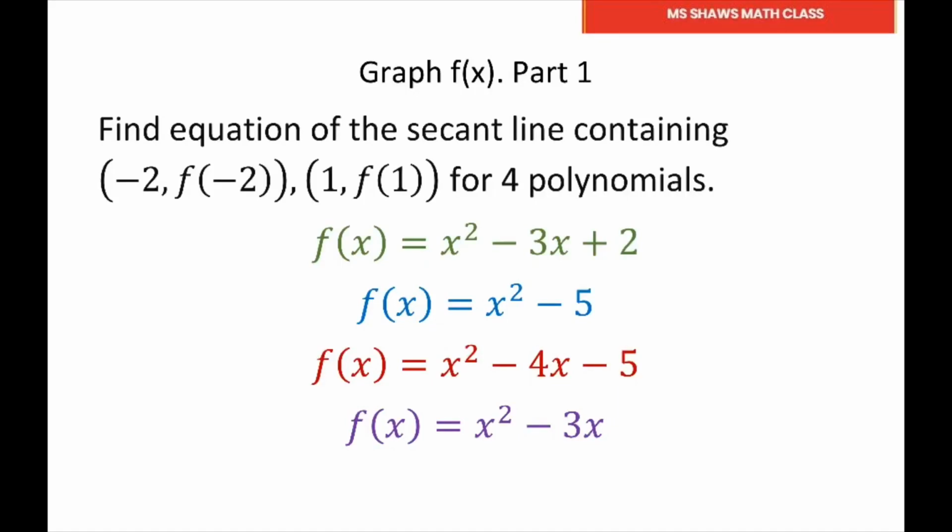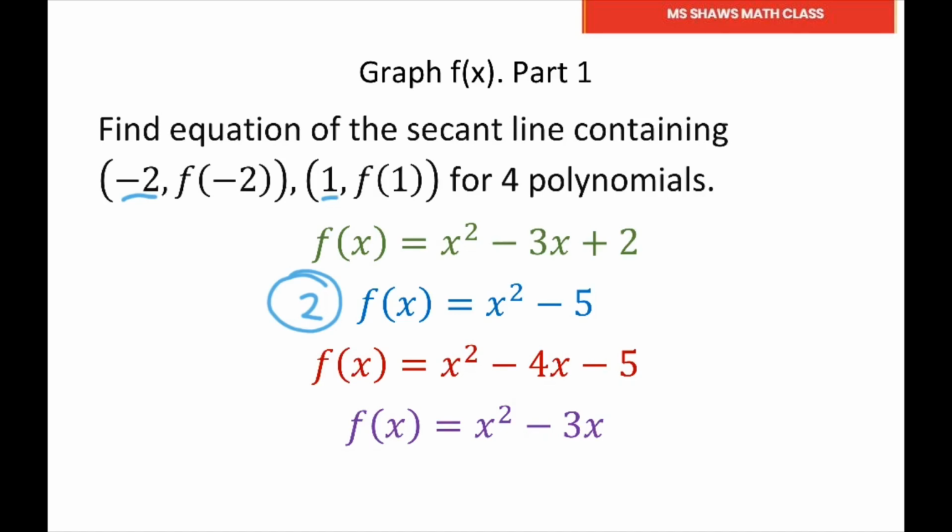Everyone, we're going to graph this problem right here. This is our number 2. And we're going to find the equation of the secant line containing x is negative 2 to 1. So we're finding the average rate of change.